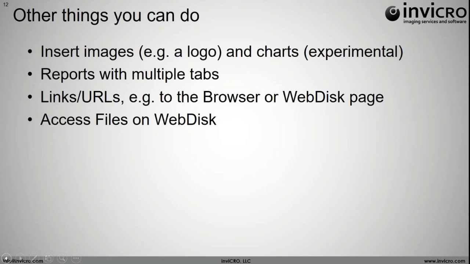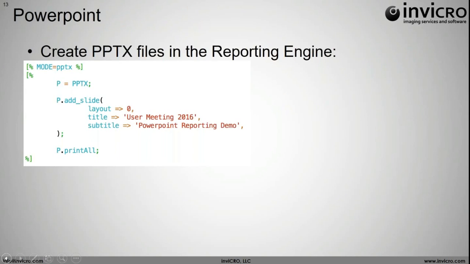Other things you can do is insert images, for instance, put a logo in, or have charts. That's a feature that's already working, but we're still working on documentation and making it more user-friendly, but it basically works the same way that you would do in Excel. You can have multiple tabs. It's very easy to split things up. You can have links and URLs in there. It's particularly useful when working with the IPEX, because then each project could be a link to that project page on the IPEX, things like that. And you can access files on the web disk and, for instance, read CSV files and put those numbers into a spreadsheet also. All of that is built in.